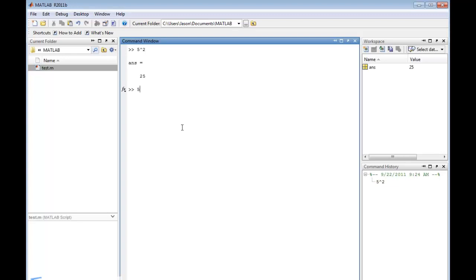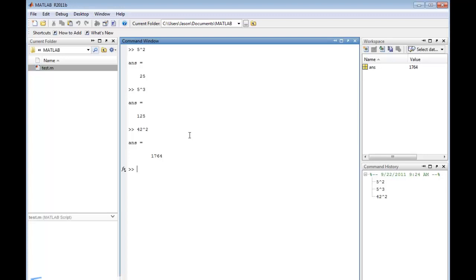If you wanted to do 5 cubed, you'd raise it like this. If you wanted to do something crazy, 42 squared, 42 times 42, then you would get an answer like that. And that's basically how you use exponents in Matlab.